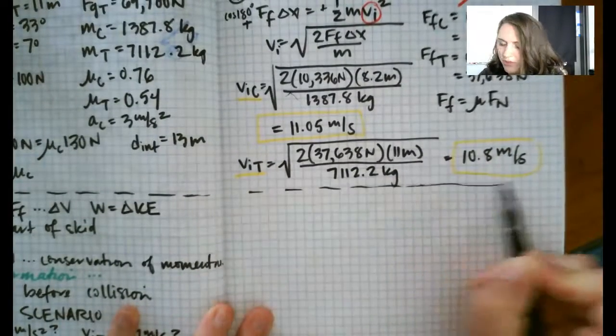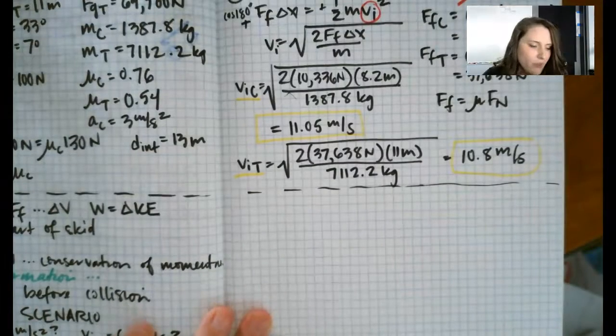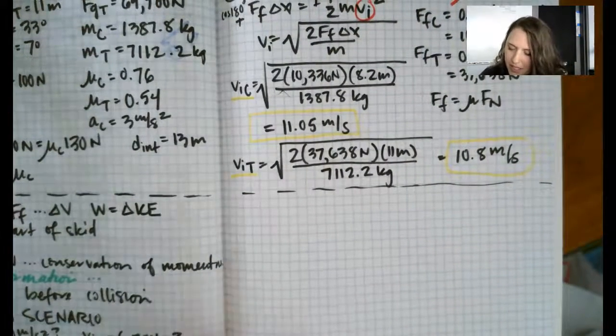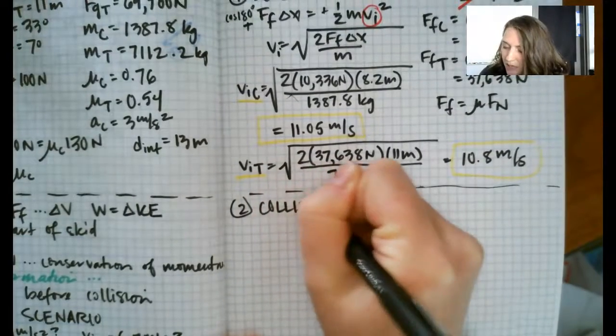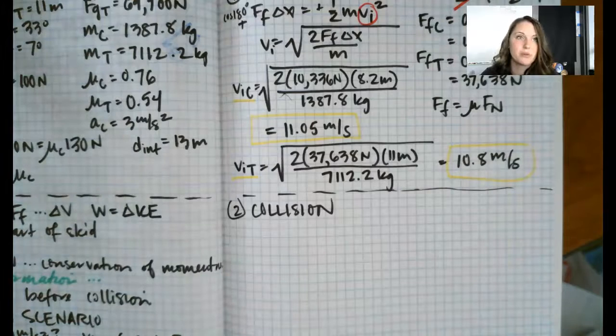Little page break right here. So now we have to analyze this collision. This is where you have a two-dimensional collision. And we didn't do a lot of practice with that this year because we were all at home together when we did this unit.